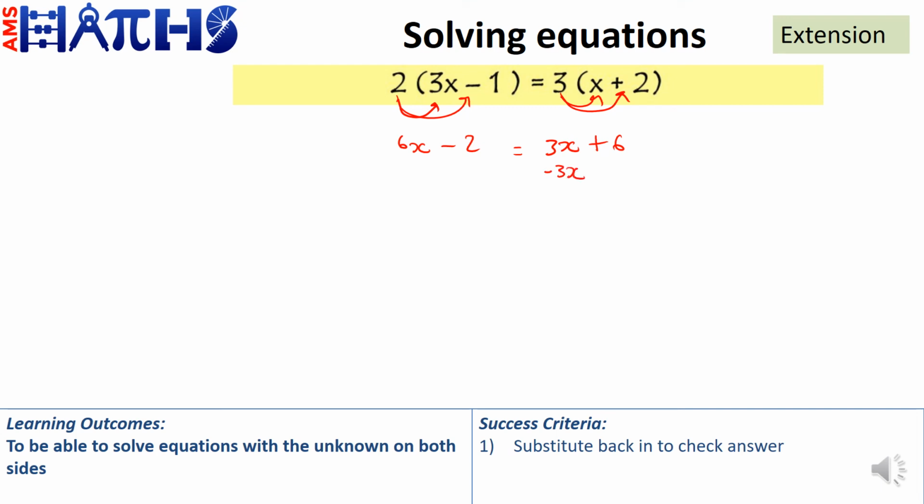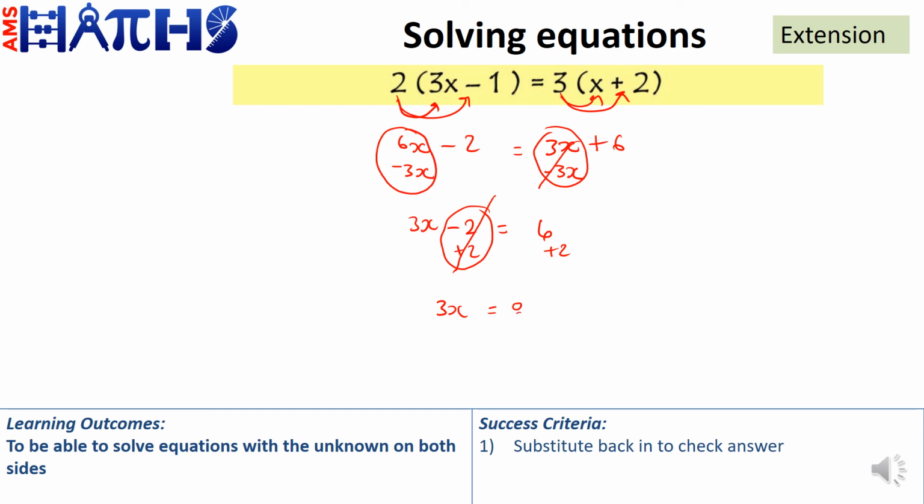So minus 3x on the right, therefore do that on the left. 6x minus 3x, 3x. Then minus 2 remains. 3x minus 3x is 0, so we're left with 6. We have 3x minus 2, so we need to add 2 to both sides. So minus 2 plus 2, 0, leaves us with 3x on the left. 6 plus 2 is equal to 8.